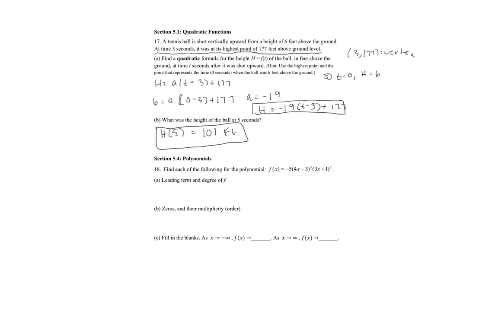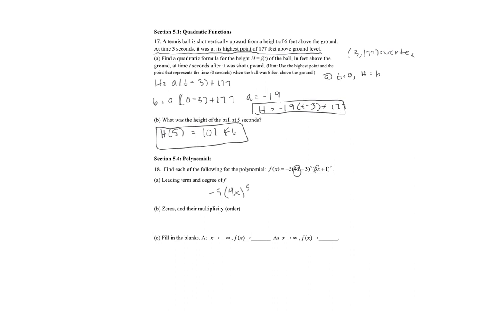Okay, so on number 18, we have to find certain things for a polynomial. And so on part A, we have to find the leading term and degree of f. So if we factored all this out, that's going to be our x value that's to the biggest power. And so we have this negative 5 out in front that's going to affect the term, right? But then 4x is our biggest x power in this parentheses, right? So it's going to be 4x to the 5th.